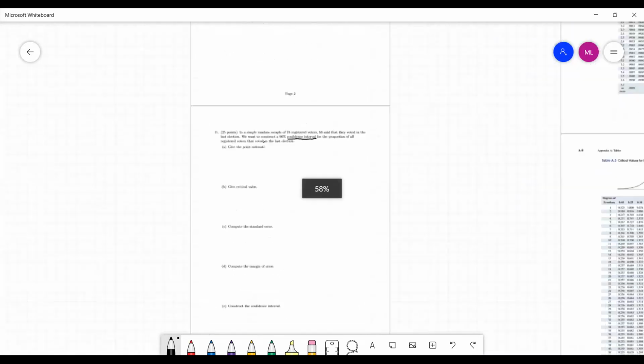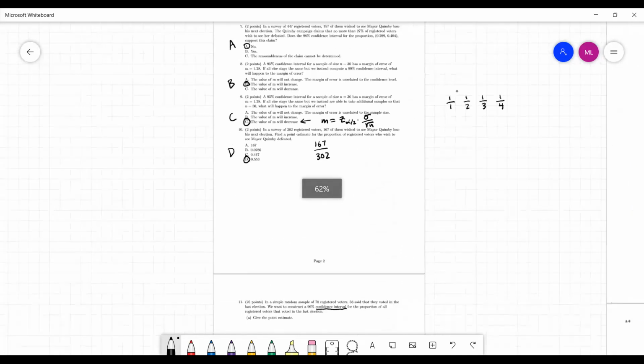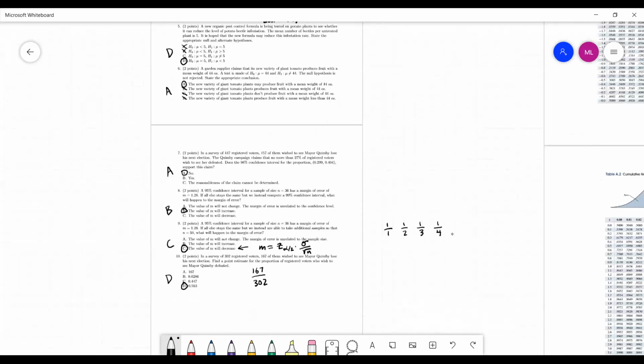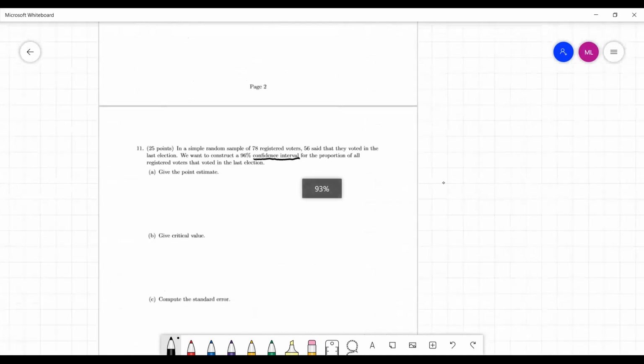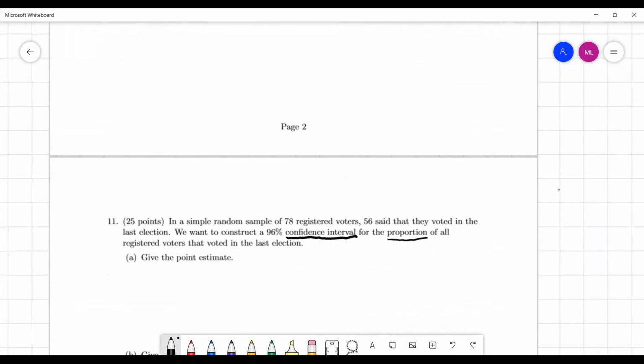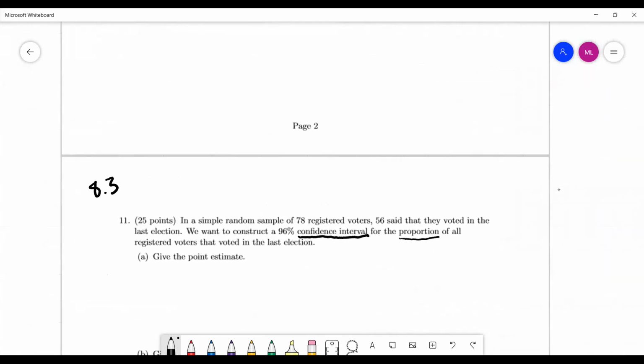So how do we narrow it down further? Well, the next question to ask is, are we dealing with a mean or a population proportion? So I'm looking for keywords like mean or average. Am I trying to predict a mean or an average, or am I trying to predict a proportion, a portion, or a percentage? And if we come back down here, sure enough, here's our keyword. We are aiming to predict a proportion, the proportion of registered voters that voted in the last election. And that's enough to narrow it down, in this case, to section 8.3. So this is a section 8.3 problem.